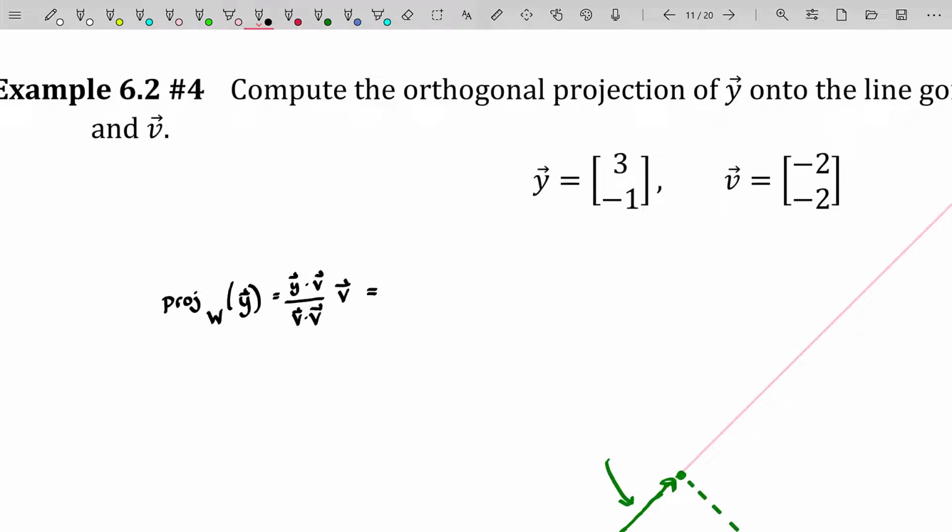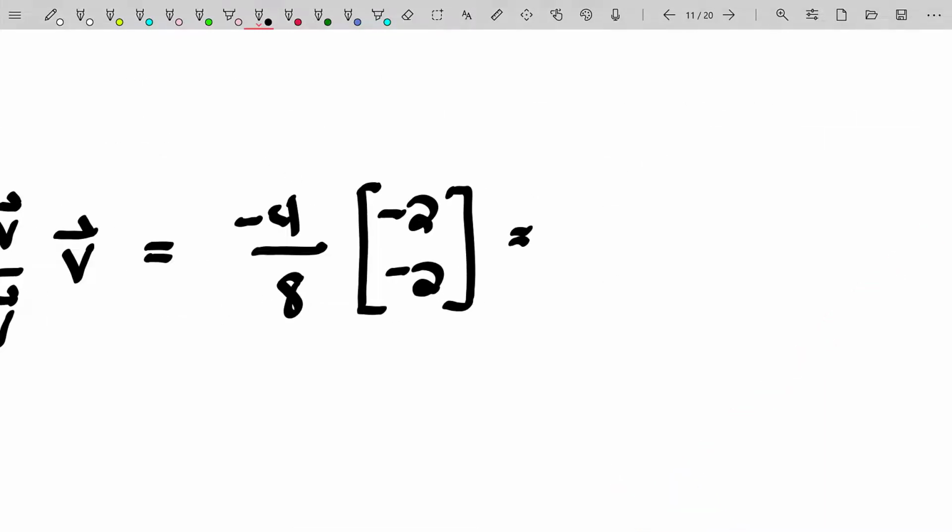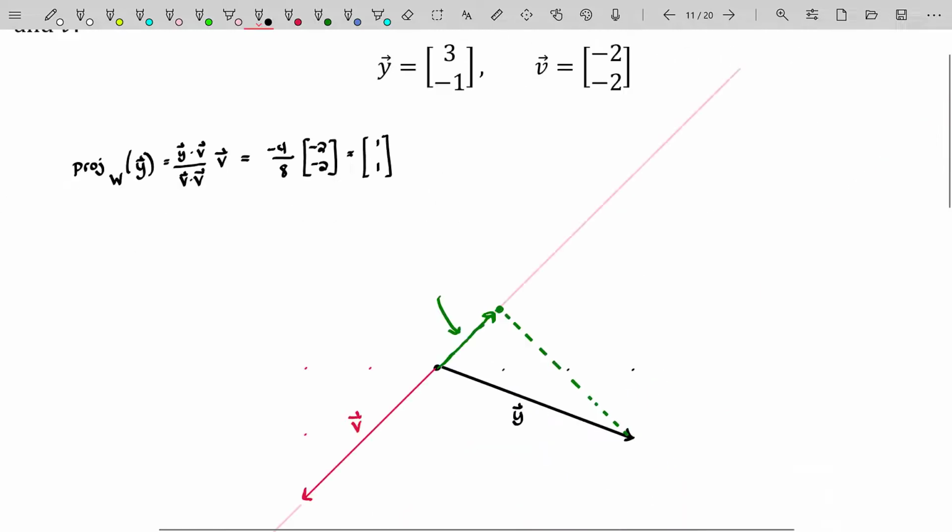So y dot v is going to be -6 plus 2, or -4. And v dot v is 4 plus 4, or 8. And then we have times the vector v itself. That's -1/2 times -2, -2, which is the vector 1, 1.